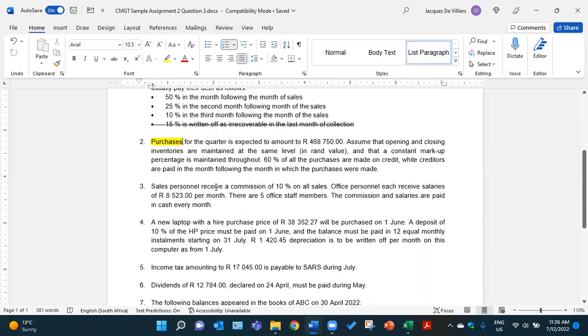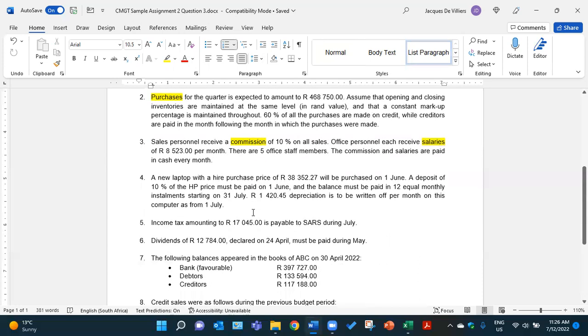Then it says sales personnel receive a commission. This is a spent item that we're going to have, of 10% on all sales. Office personnel receive salaries of 8,523 per month. There are 5 of them. So we know that when we calculate the salaries, we will have to multiply this amount with 5.